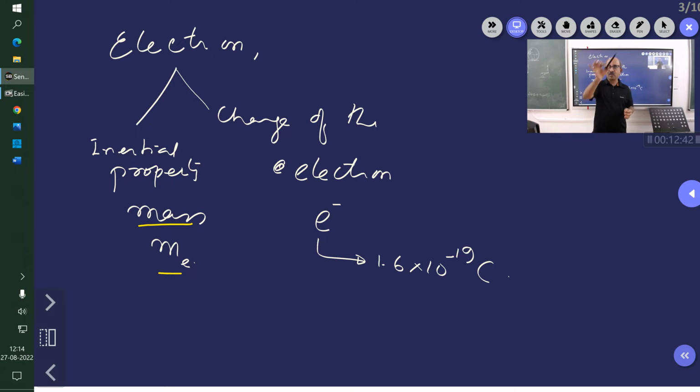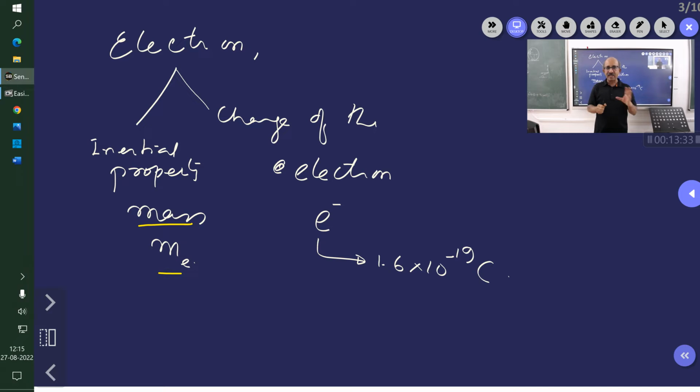Now such a body, supposing I keep it at any point in this room and leave my hand. If the body stays there, its position did not change, then I say there is no electric field here. Supposing I keep this charged body and remove my hand, if it slightly moves, or in other words, if there is a change of motion of this body, then I say there is an electric field. Then I say this region has an electric field because this charged body experiences electric force.